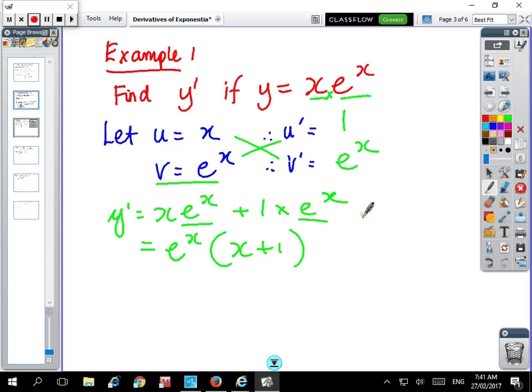So if you leave it like that, as this answer here, you're going to suck a half mark penalty at least, because you've got to factorise. Okay, so copy that and come across when you're ready.